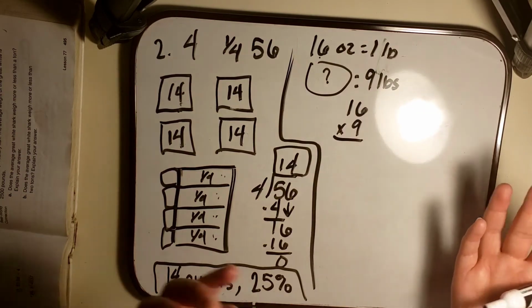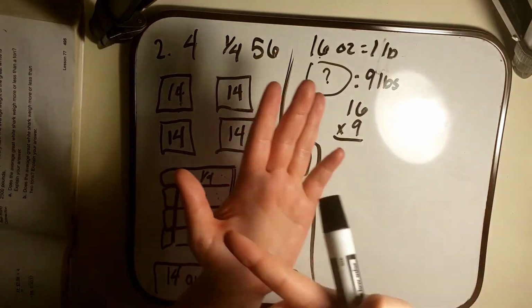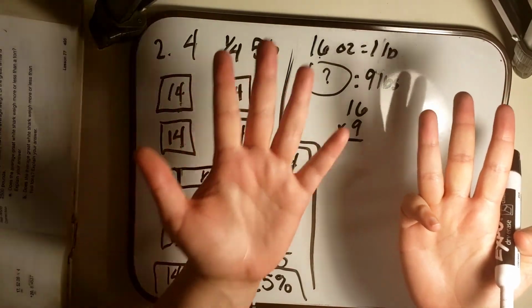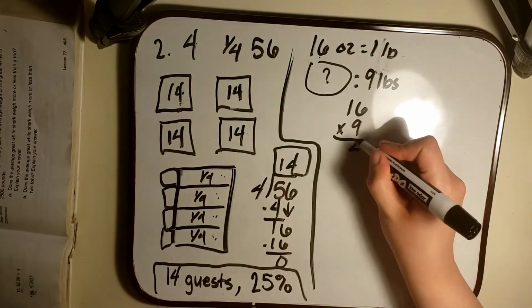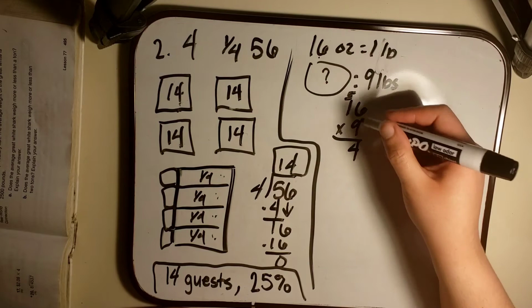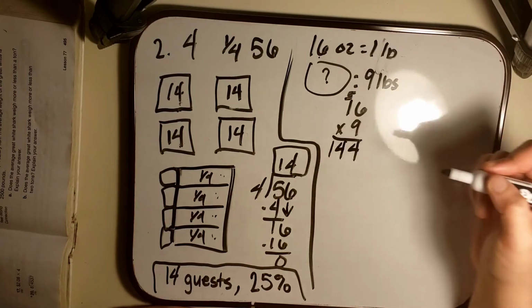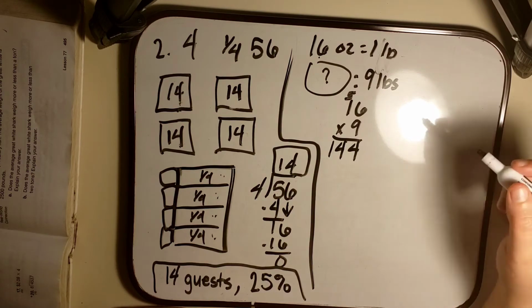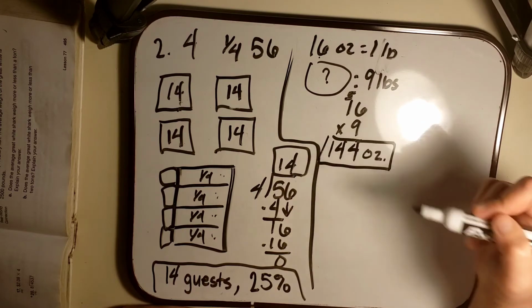And again, 9s aren't my strong suit, neither are 6s, so I'm going to do my little trick here. 1, 2, 3, 4, 5, 6. Put down the 6th finger, and 6 times 9 is 54. Carry that 5. 9 times 1 is 9, plus 5 is 14. So, how many ounces did he weigh? 144 ounces is our answer.